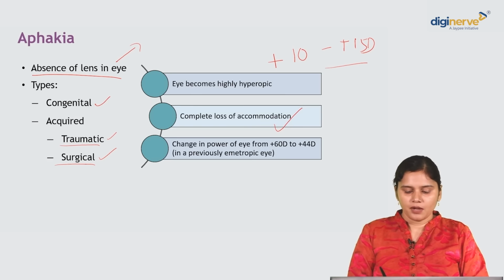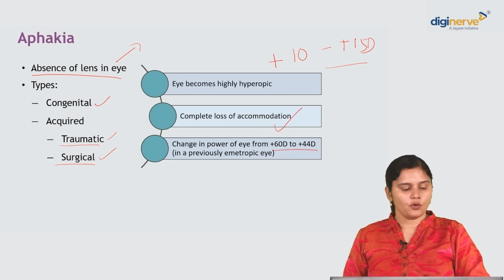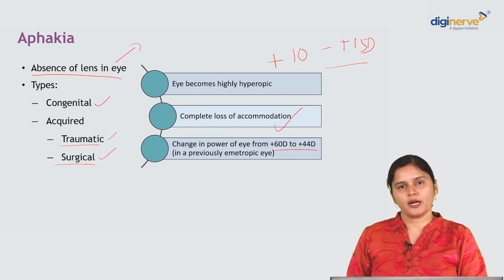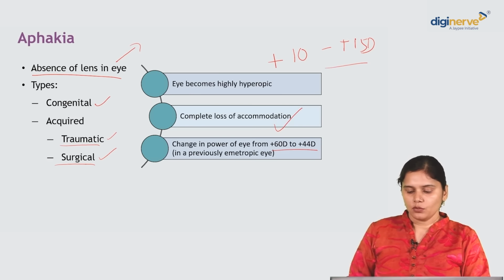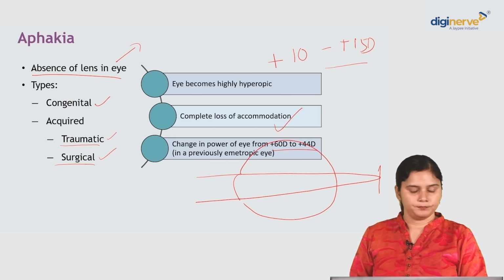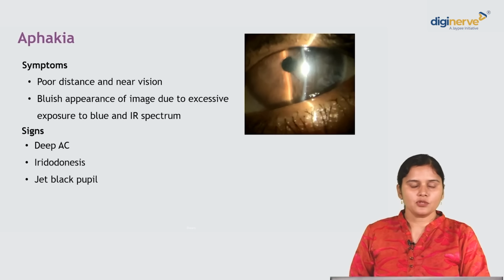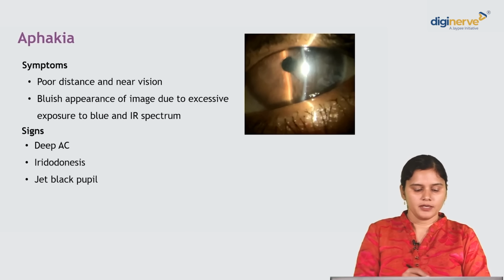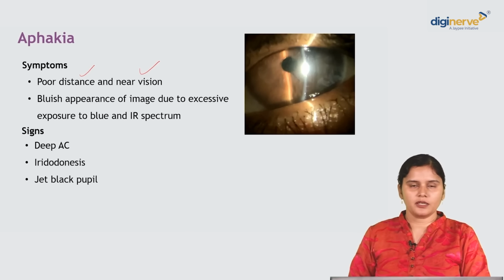The change in the power of the eye from 60 to 44 diopters, because only the cornea is now acting, therefore the rays are focused much behind the eyeball. The symptoms of aphakia are poor distance vision as well as poor near vision.